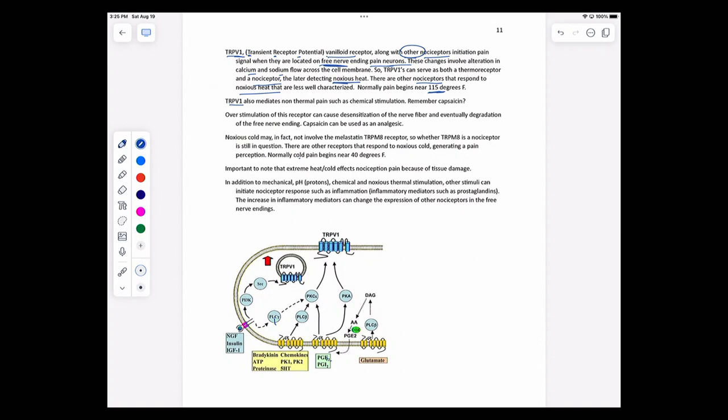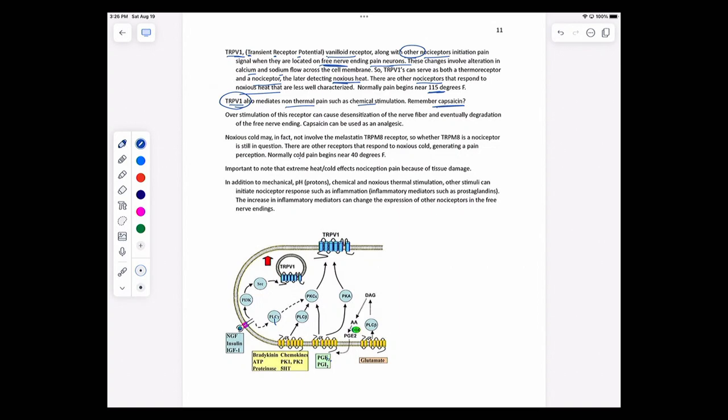The TRPV1 also mediates, again, as I said, non-thermal pain, such as chemical stimulation. So the TRPV1, as we've said before, is not only responsive to thermal, it is responsive to chemical, to proteins and such. So you'll recall our treatment regarding capsaicin when we were doing the thermo lecture. Capsaicin, a chemical, can chemically interact with the TRPV1, giving you this sense of warmth when you are eating chili peppers and such.